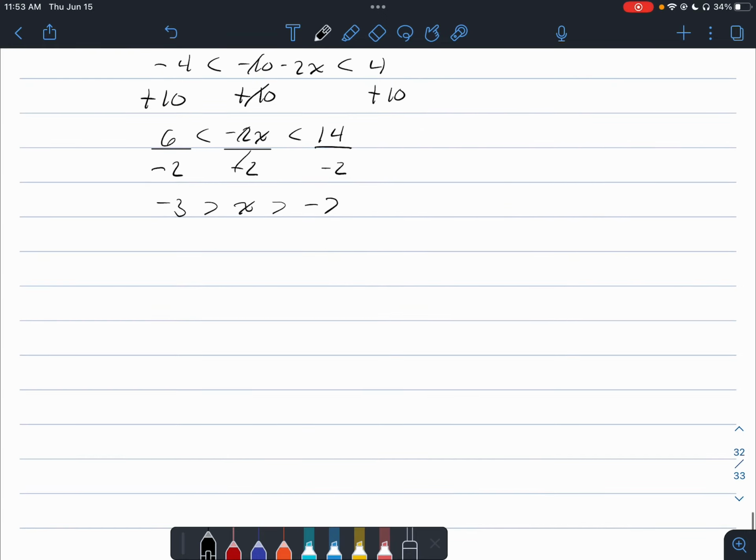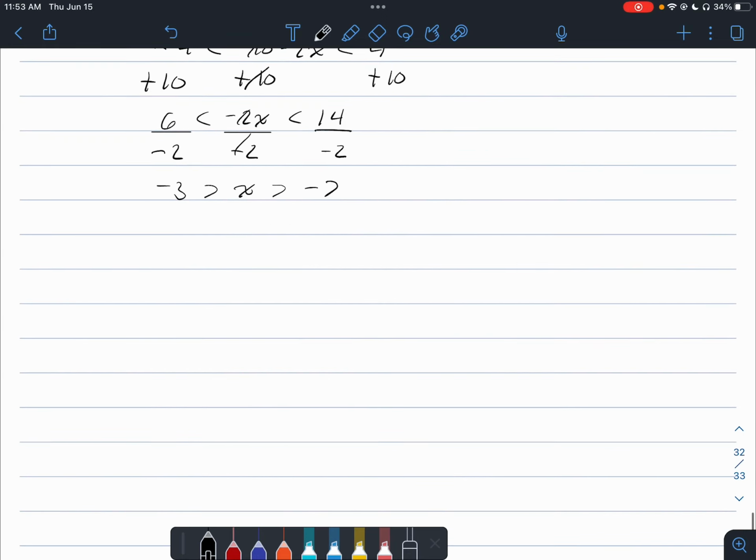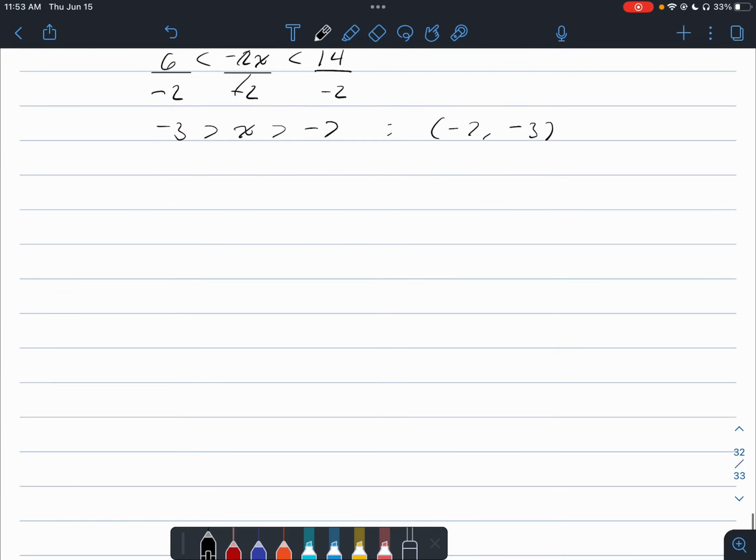You can leave it like this, or you can write this in interval notation. We want all values between -7 and -3 that don't include those endpoints. So we can also write this as -7 to -3. Or if we wanted to graph this, we could do that too.